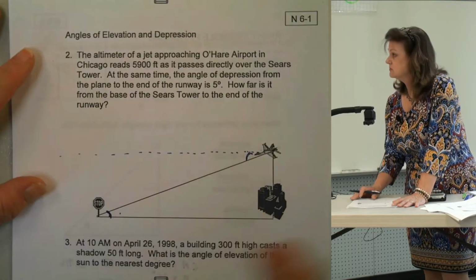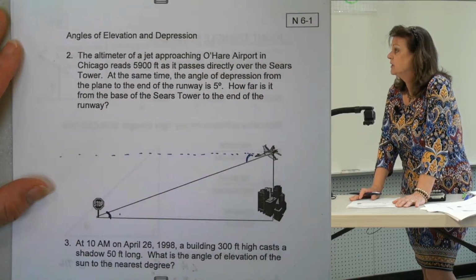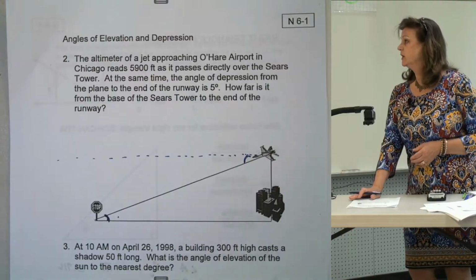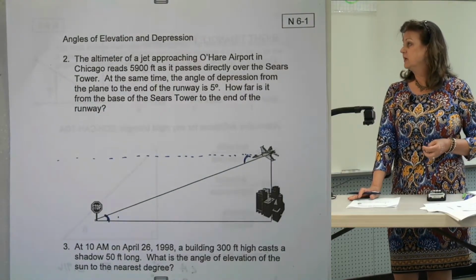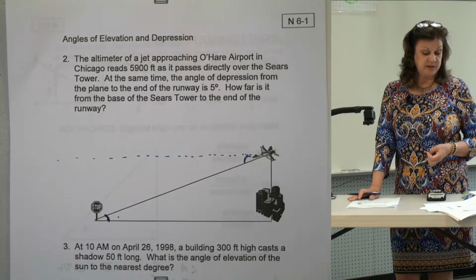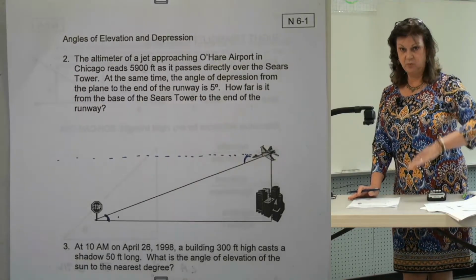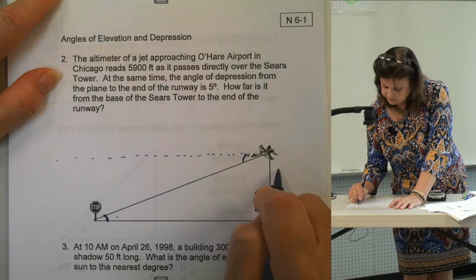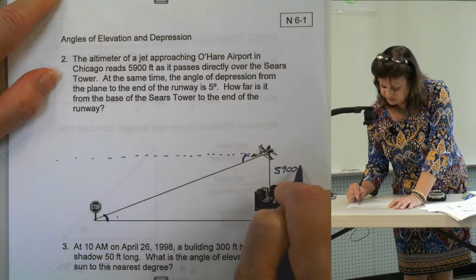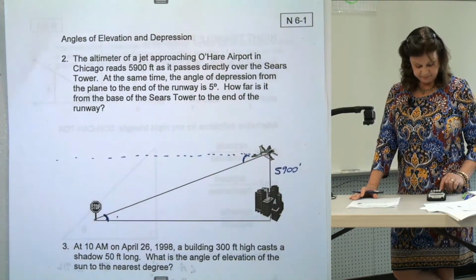So let's just start out a little slow here. The altimeter of a jet approaching O'Hare Airport in Chicago is 5,900 feet as it passes directly over the Sears Tower. So I've got a Y value here. I have a height. At that point, this jet is 5,900 feet high.